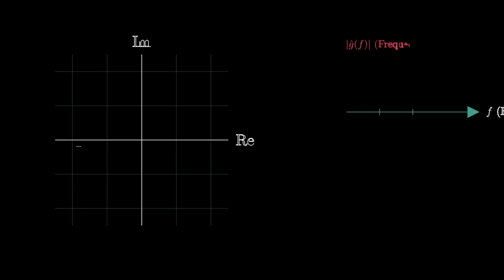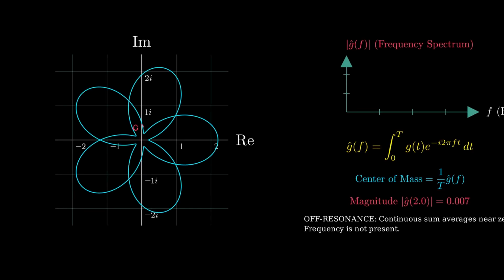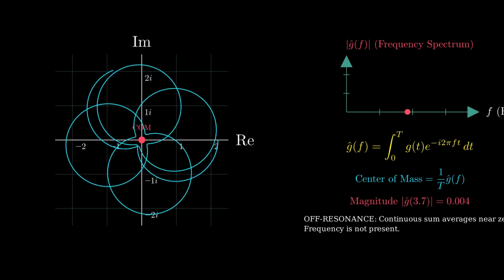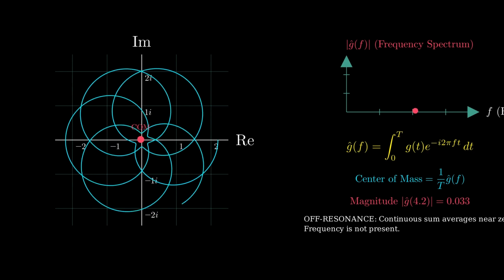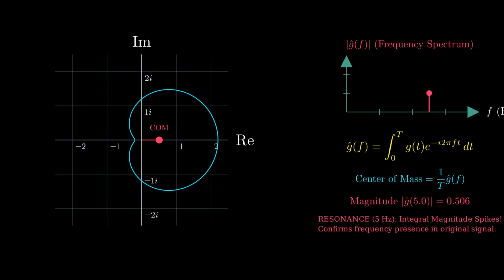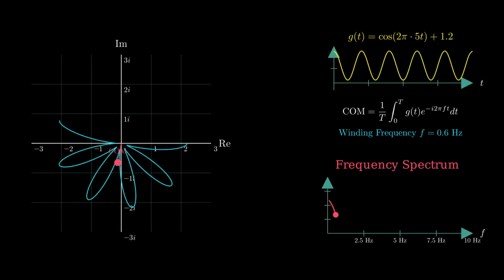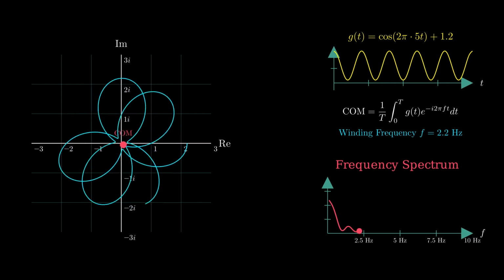This is where the integral comes in. In calculus, an integral sums up all the points along a continuous curve. Integrating g of t times e raised to I omega t over time is literally calculating the location of that center of mass. The magnitude of the integral tells us how strongly that specific frequency is present in our original wave.